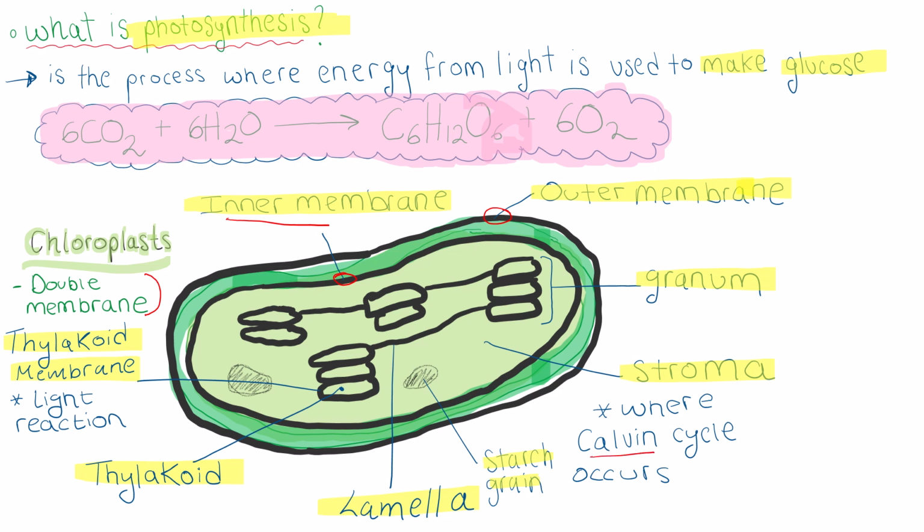We have a starch grain over here. And we have the lamella, which connects the thylakoids together. And over here, one singular is a thylakoid. And we have the thylakoid membrane over here, which is where the light reaction occurs.